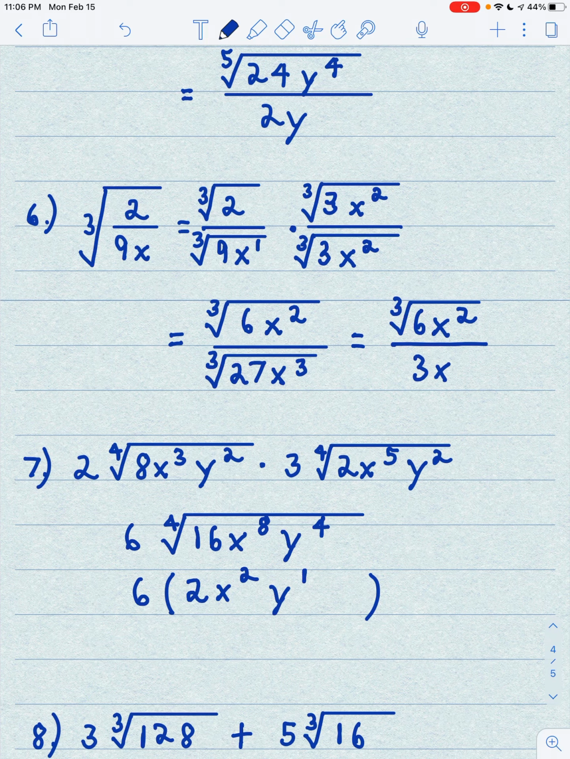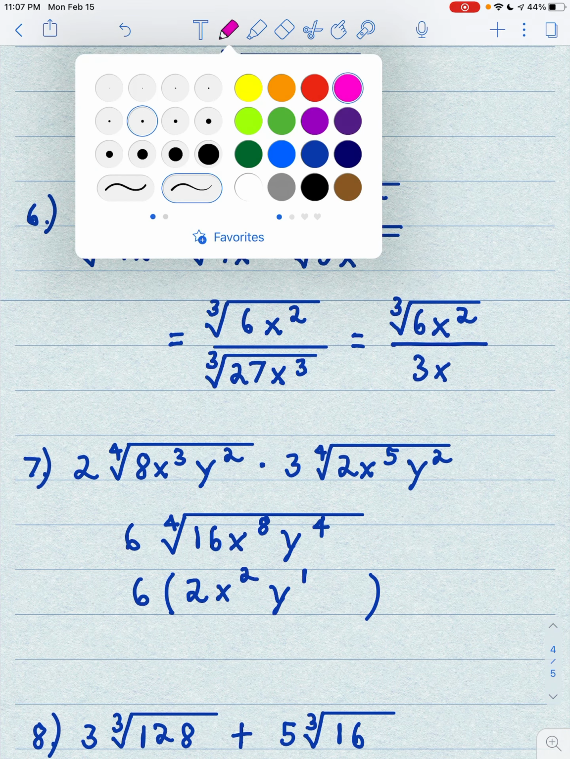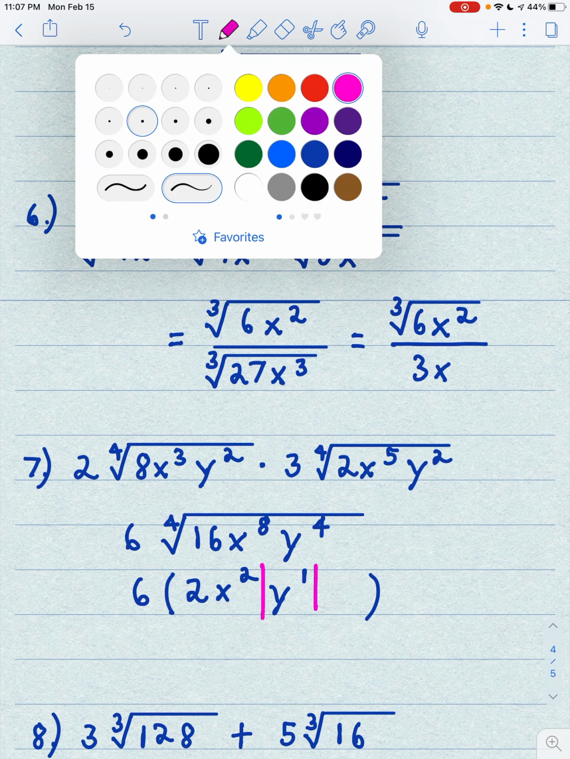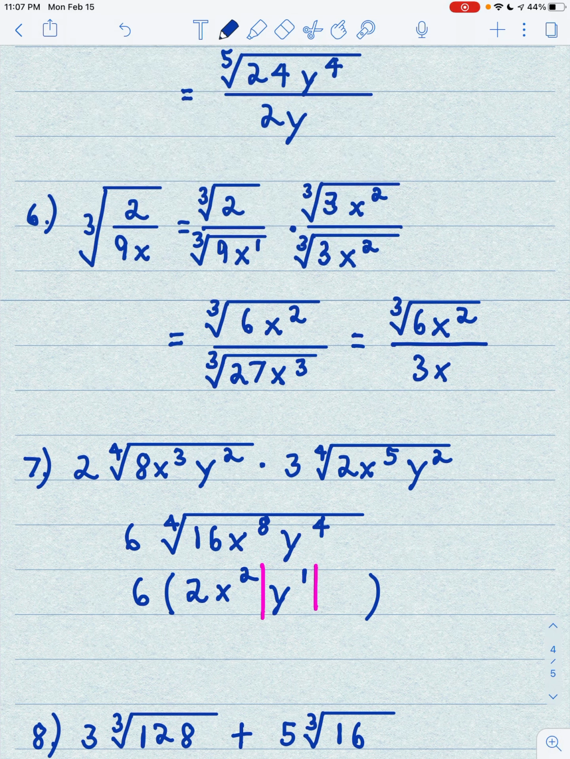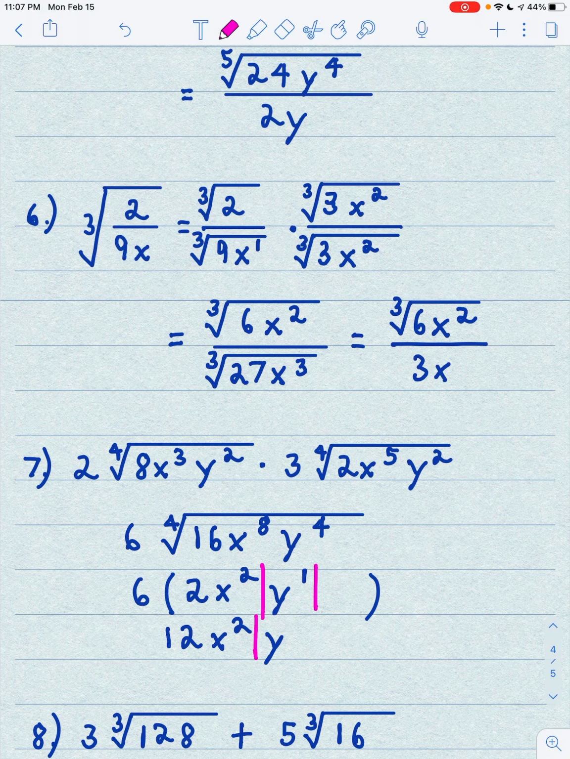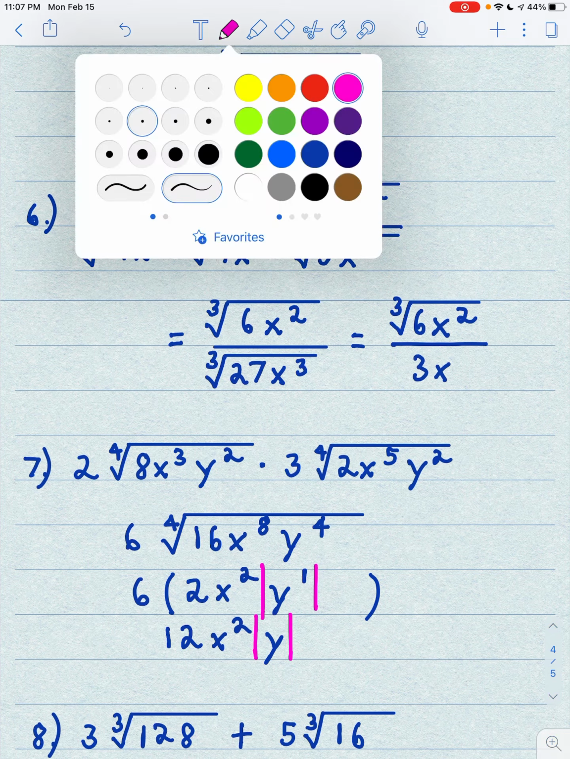As we look in our original problem, the y's were both even powers while the x's were not. So we are going to have to be concerned about the y and the absolute value bars. So I'll change the color here. We would want to insert those absolute value bars around the y. And then the 6 times the 2 means our final answer becomes 12 x squared y, which, again, the y is going to be in absolute value bars.